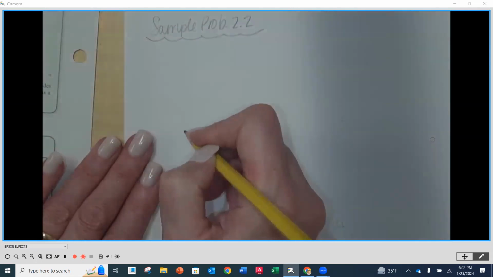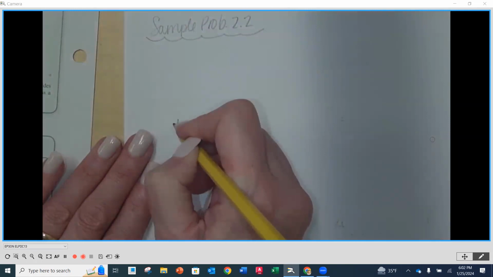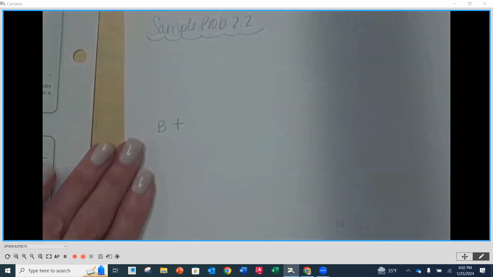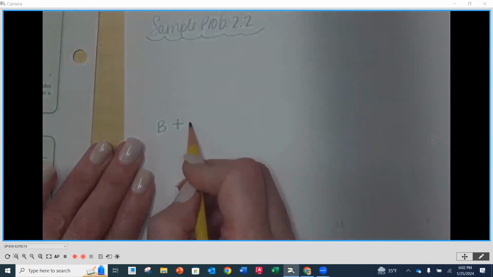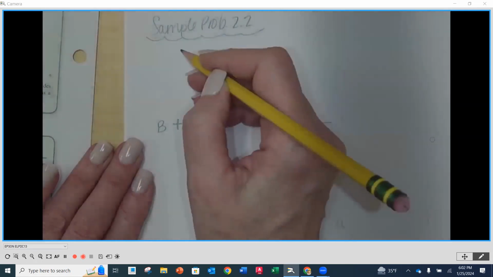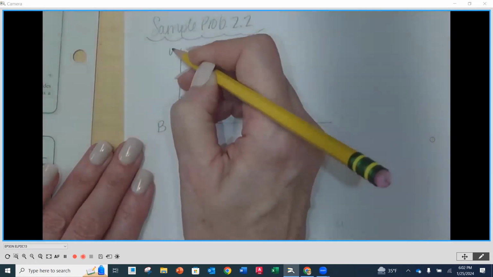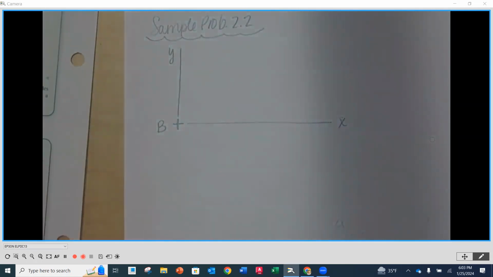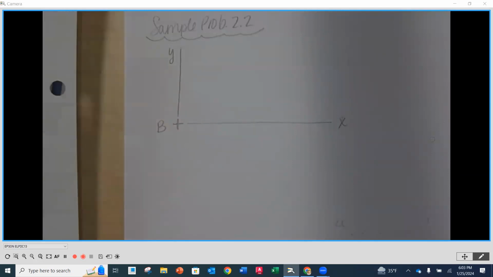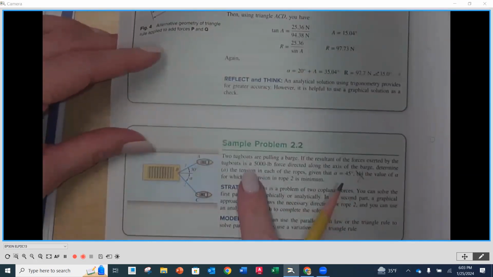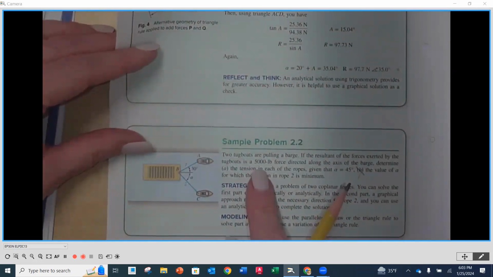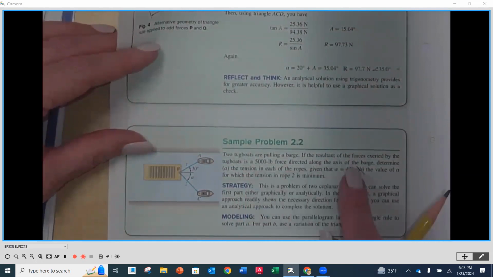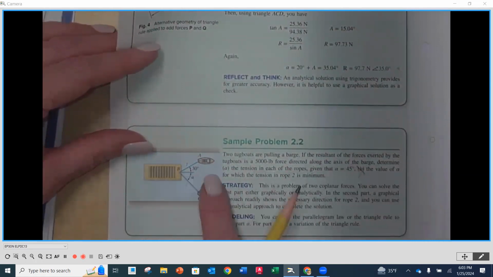And our point that we're pulling on is going to be point B. And we're going to draw an x-axis and a y-axis just to give us perspective. Now, we know, and it says in our problem, that we have a 5,000 pound force directed along the axis of the barge, which is horizontal.